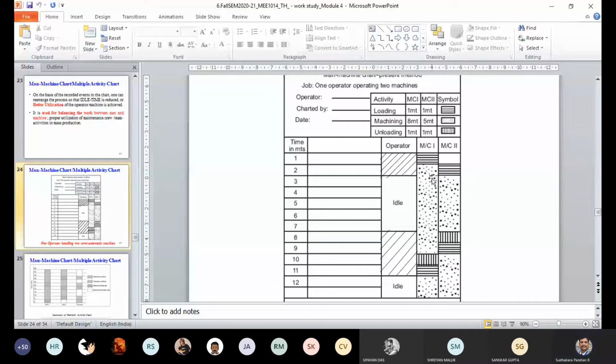Now once both machines have started, the operator is simply idle, looking after both machines. He is simply observing, noting down time or whatever it is. He is not doing any operation till the 7th minute. After the 7th minute, machine 2 has completed its thread cutting, because maybe it has smaller thread measurements. So machine 2 has completed its operation.